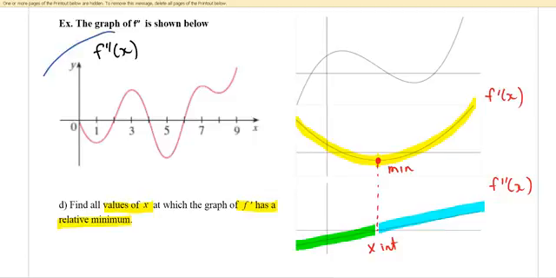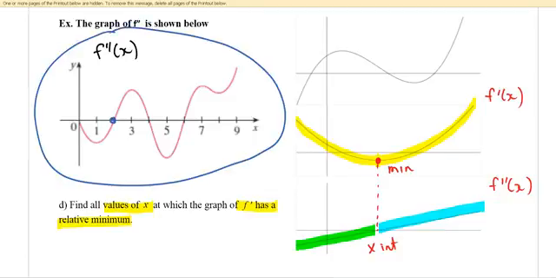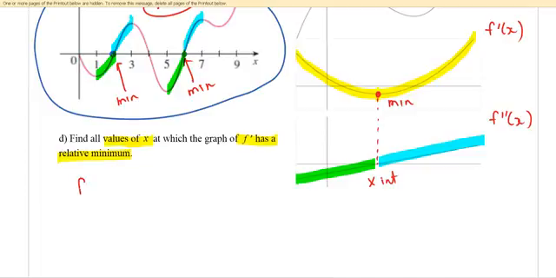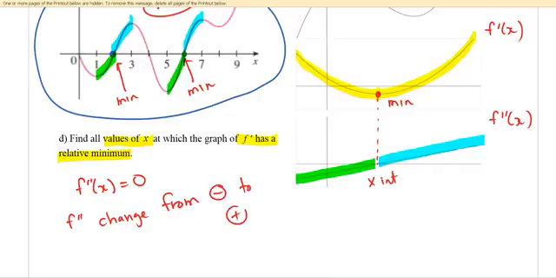So if I look at my second derivative now, here's an x-intercept, and over here I'm below, and over here I'm above. So this must be a minimum, right? And over here I also have an x-intercept, and I am below, and then I'm also above on the right-hand side, so this must also be a minimum point. Okay, so x equals 2 and x equals 6. Those are my minimum points. So for your reasoning, just say that f double prime of x has to be equal to 0, and then f double prime has to change from negative to positive. This is negative right here, and this is positive right there. Okay, and that's it.